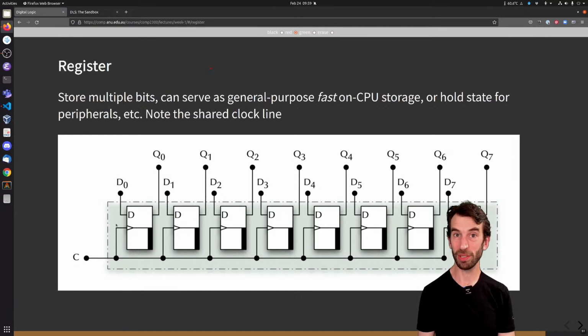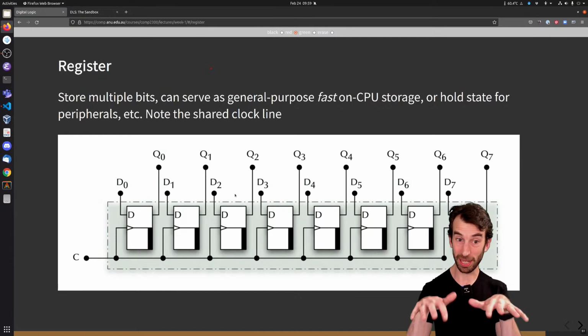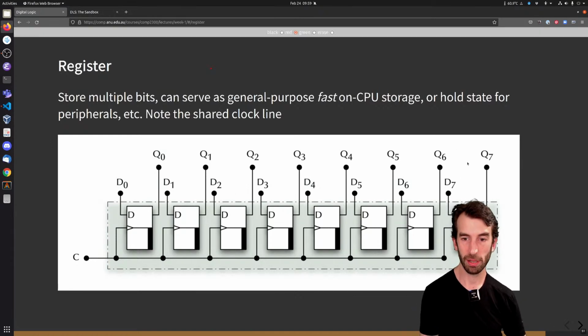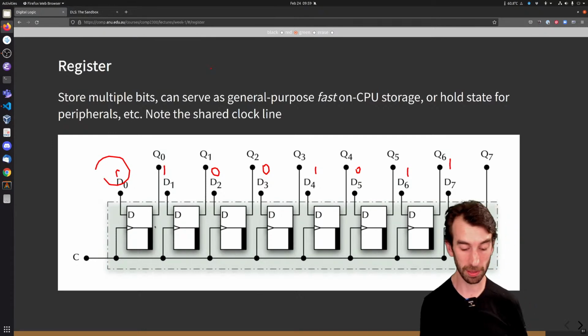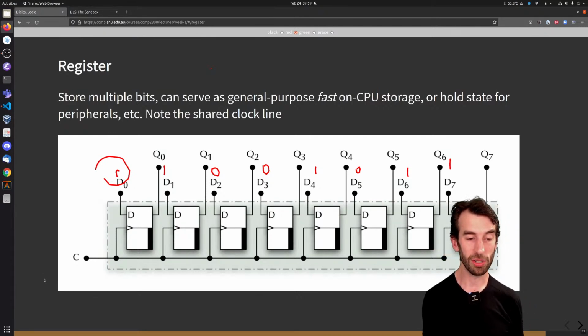So when we want to use this design, we would set all of these lines to represent the binary number we want with voltages: 1, 1, 0, 1, 0, 0, 1, 1, a nice negative number if we're in a signed arithmetic environment. Then as soon as we hit C, enable that line, those numbers will propagate through the system.